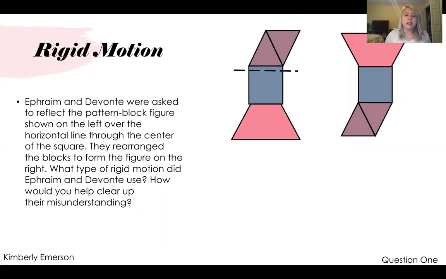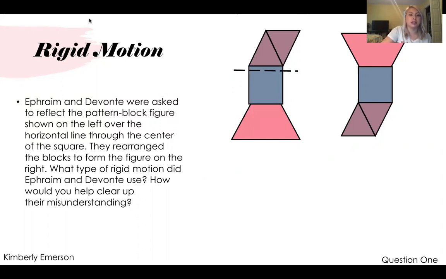So two boys were asked to reflect a pattern block figure shown on the right of the horizontal line through the center of the square. They rearranged the blocks to form the figure on the right. What type of rigid motion did they use? How would you help clear up their misunderstanding?